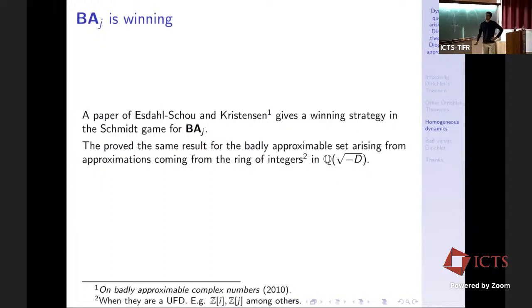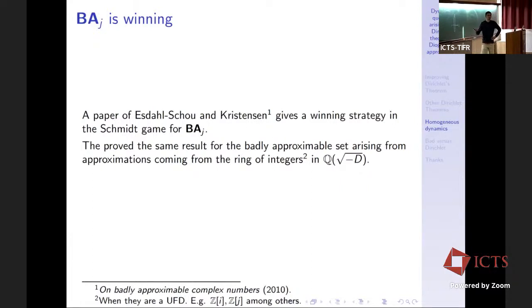So we've heard a lot about these winning arguments. I guess the first time, this paper of Esdahl-Schmidt and Christensen showed that Bj is actually winning, and they used a similar strategy to what Schmidt used to show that the normal Bad set is winning. They proved the same thing for other rings of integers, Z[i], Z[j]. But as Erez mentioned, you can prove winning in different ways.